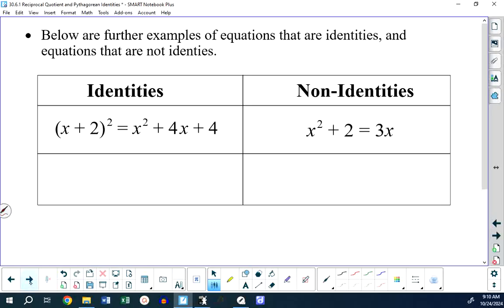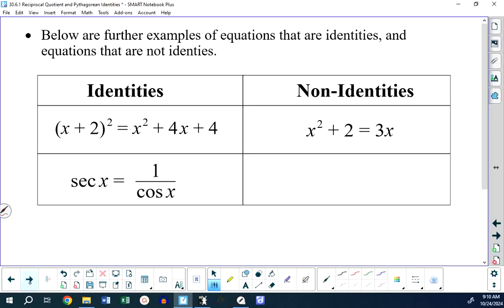This is not an identity. I mean, I hope you can see that x squared plus 2 is not the same thing as 3x. It's harder with trigonometry to decide whether they're the same, because as we're going to see, trigonometric expressions can put on many different masks. They can look different but be the same.